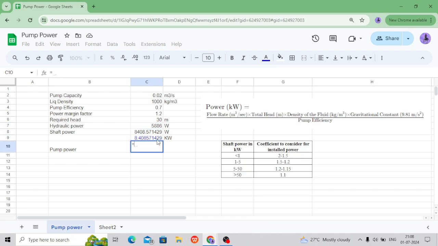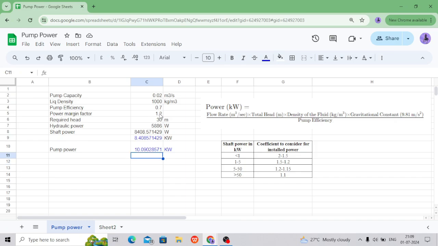And finally, for the calculation of pump power, we will multiply the shaft power by the power margin factor, and we get 10.09 kilowatts. So guys, the power required for transferring fluid of 0.02 meter cube per second, with a density of 1000, which is water, to a height of 30 meter, is a pump with power of 10.09 kilowatt.